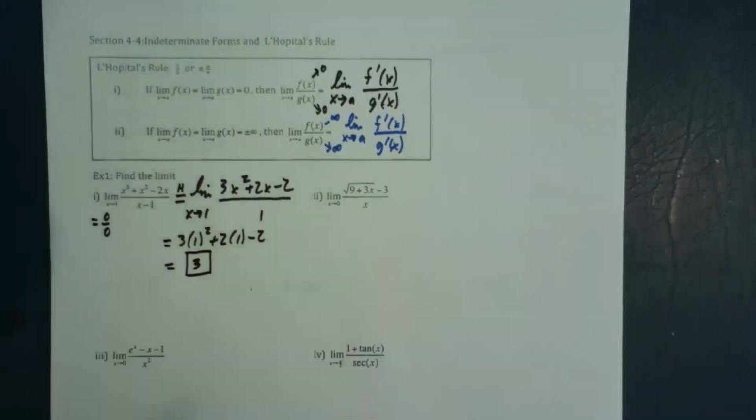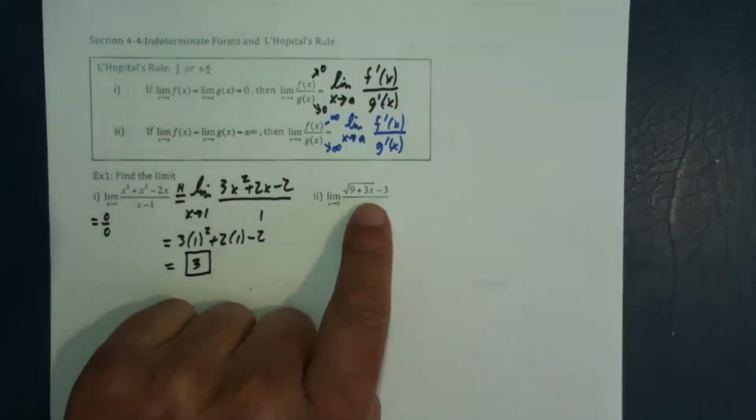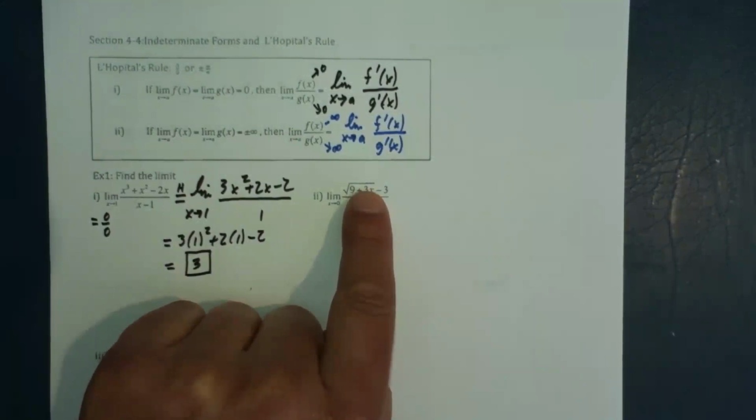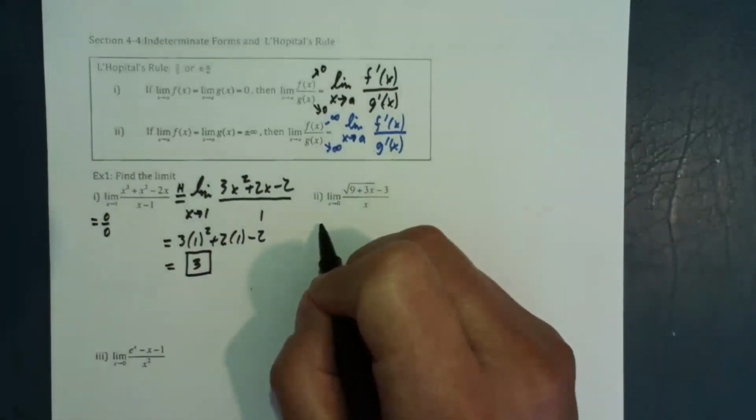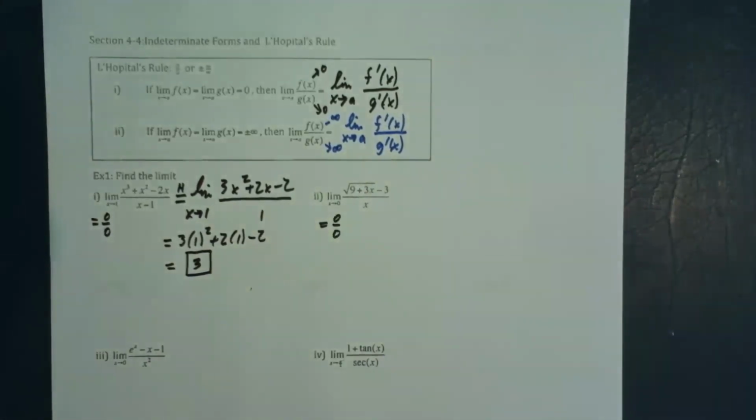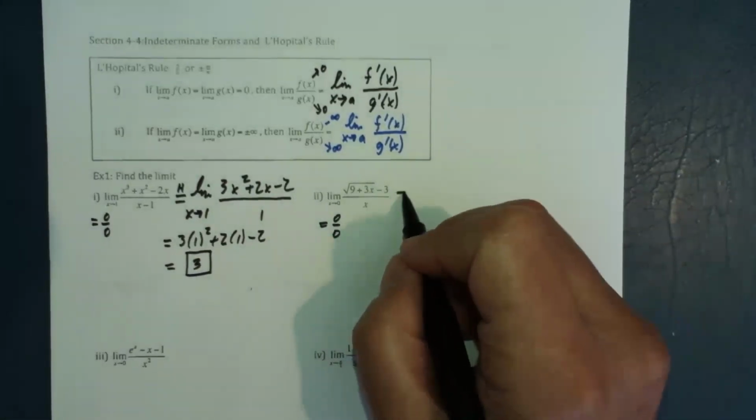All right, let's take a look at this one. When I plug in 0 in the numerator, that gives me root 9. Root 9 is 3. 3 minus 3 is 0. And down here, I'm obviously going to get a 0. So this is, again, the 0 over 0 case. You have to check each time. You can't just start using L'Hopital's rule. So we do have the right form.